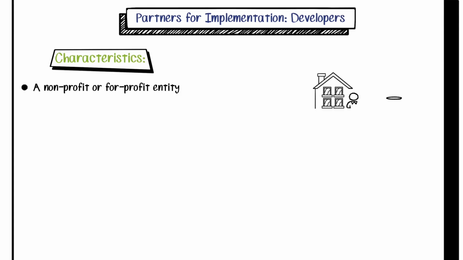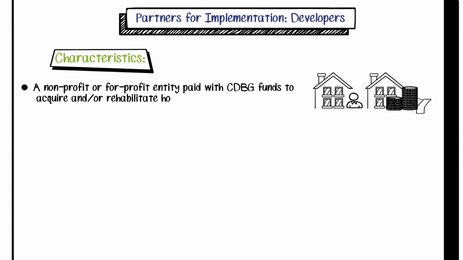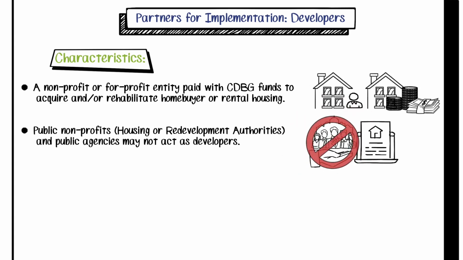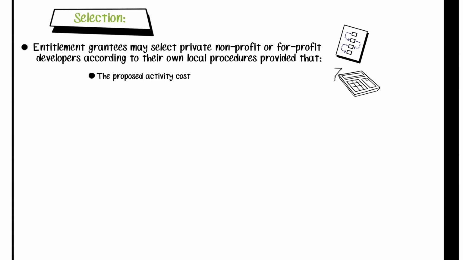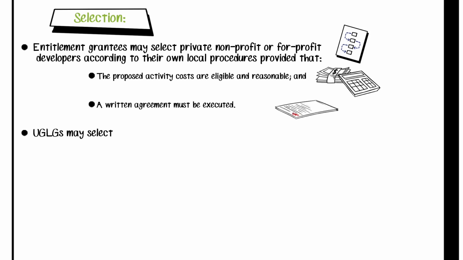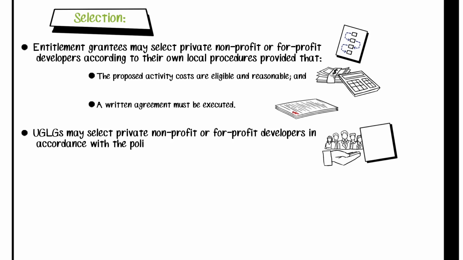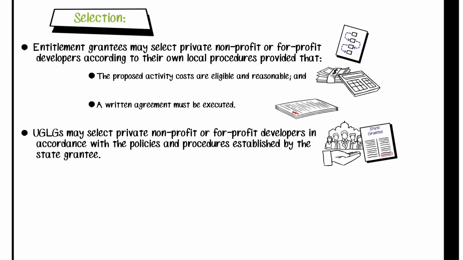The CDBG regulations describe a developer as a private entity, either nonprofit or for-profit, that may receive CDBG funds to acquire and/or rehabilitate properties for residential purposes that will be used as rental housing or resold as homeownership housing. Entitlement grantees may select private, nonprofit, or for-profit developers according to their own local procedures, provided that the proposed activity costs are eligible and reasonable, and a written agreement is in place. Units of general local government must follow policies and procedures provided by the state grantee.